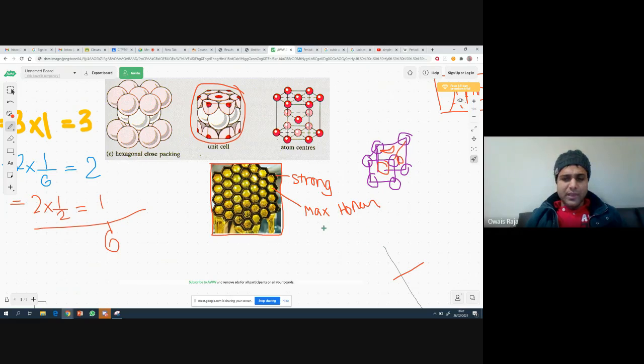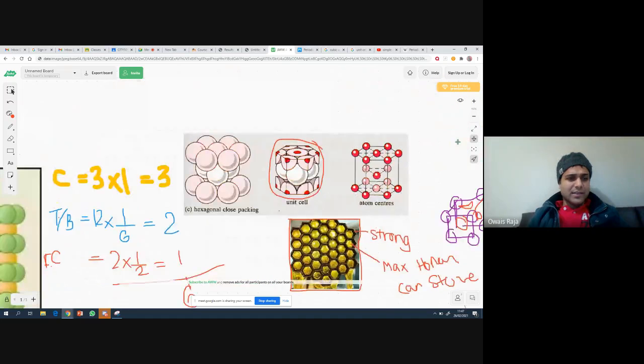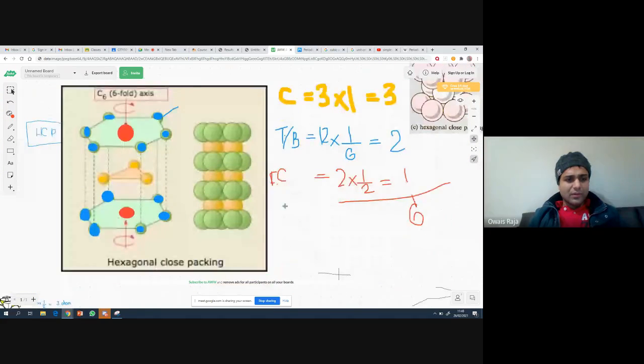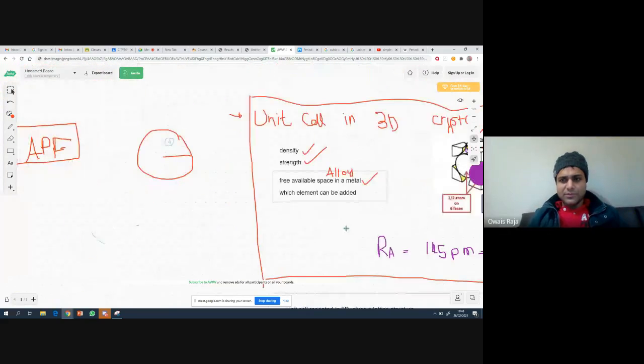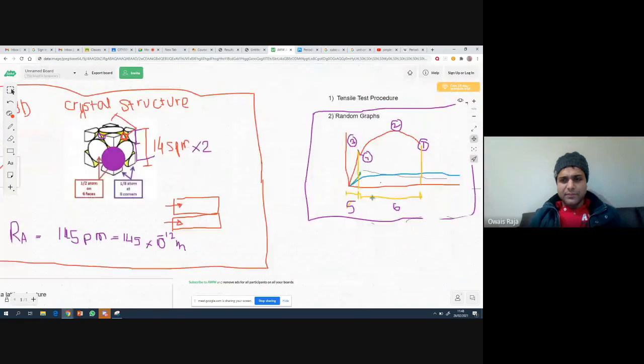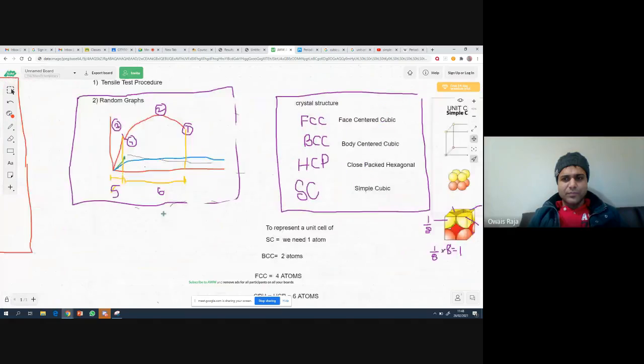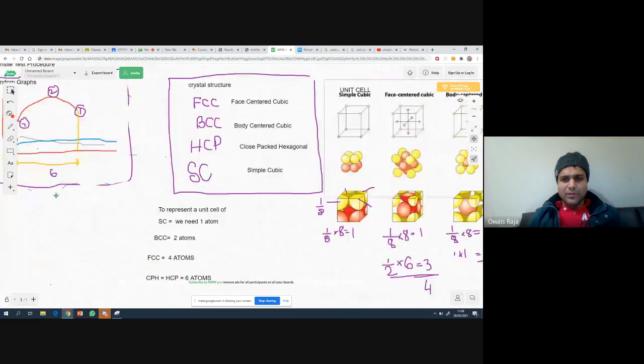Maximum honey can be stored. Okay, so that's important. Okay, the next thing now is, we've done that bit. Let me just go to the next bit.